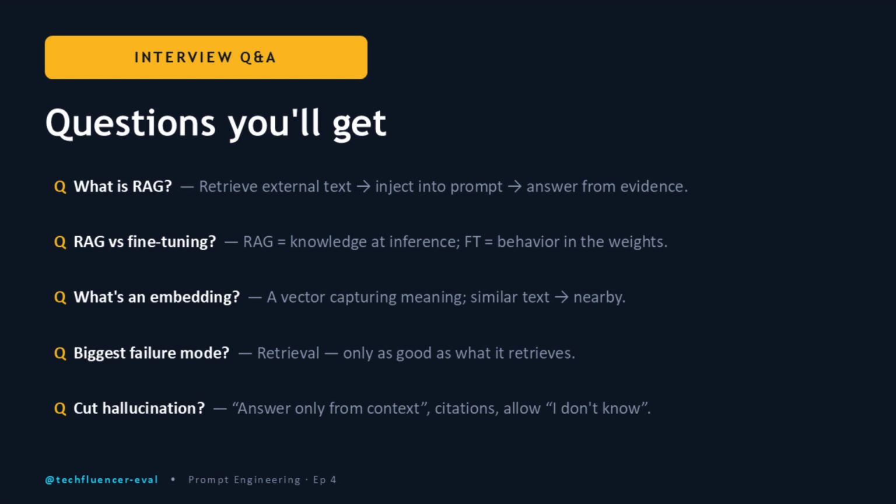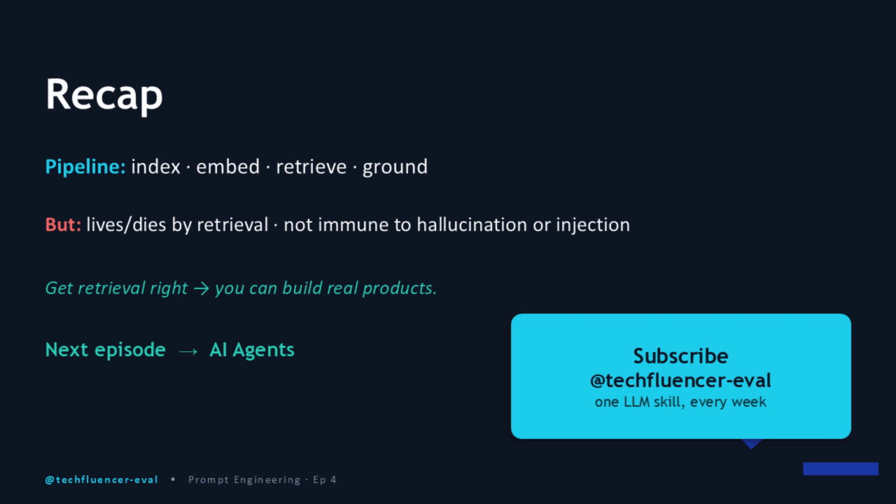Recap. RAG grounds an LLM in retrieved, up-to-date private data through indexing, embedding, vector search, and grounded generation. It beats a bare model on factual, proprietary questions, but it lives or dies by retrieval quality, and it's not immune to hallucination or injection. Get retrieval right, and you can build real products.